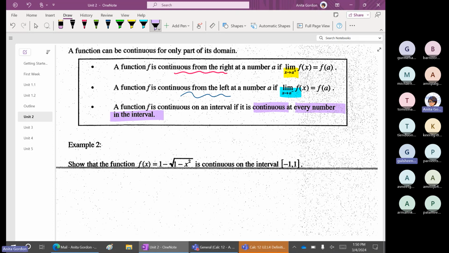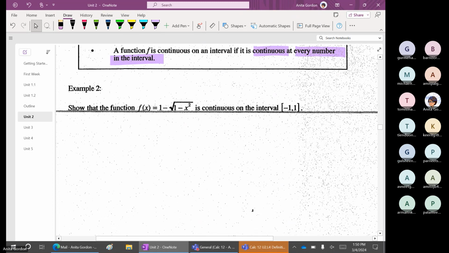Okay, so let's look at this example 2. We're looking at a specific interval, -1 to 1 inclusive. Show that this function is continuous on this interval. Let's take a look at what happens if we let a be strictly inside of this interval.